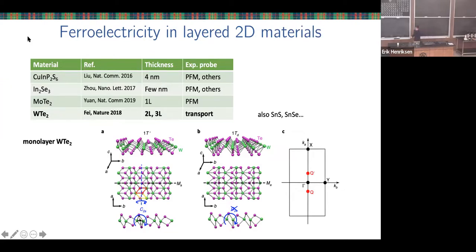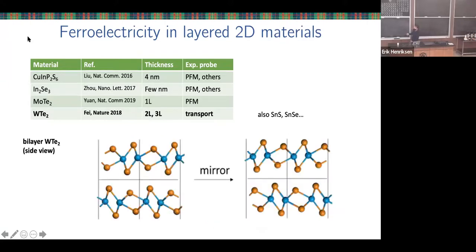We can't probe that. So this is the monolayer of the material. The bilayer of the material basically has broken mirror symmetry, but if you take one of these layers and you flip it upside down, you create the bilayer. Okay. And so if you mirror the bilayer structure, what you have now is a polarization that points in this direction, or if you take the mirror image of it, a polarization that points in the opposite direction.